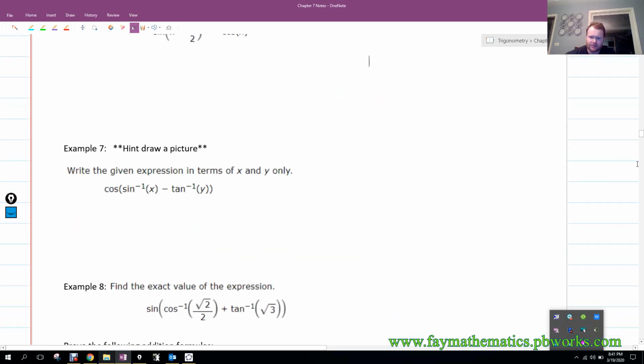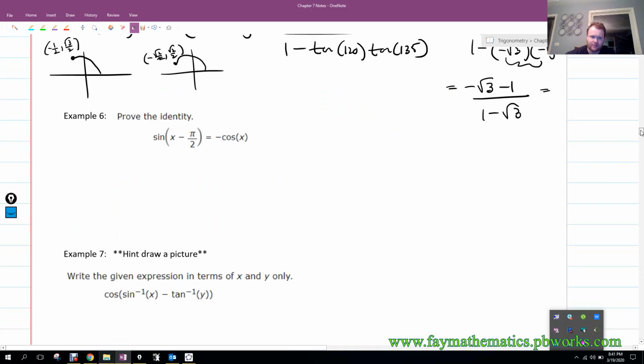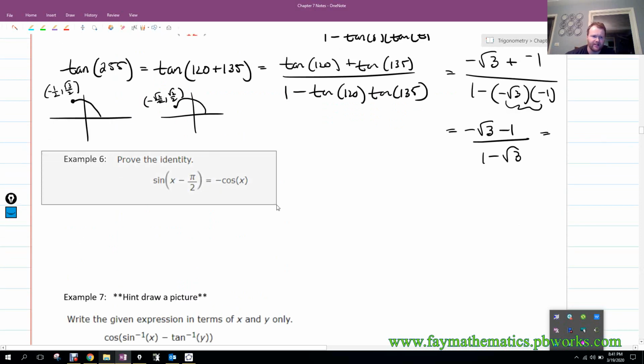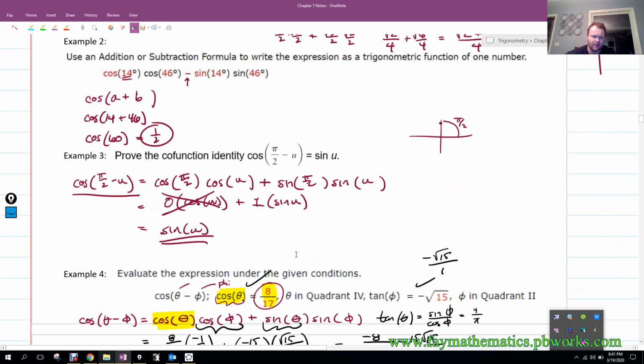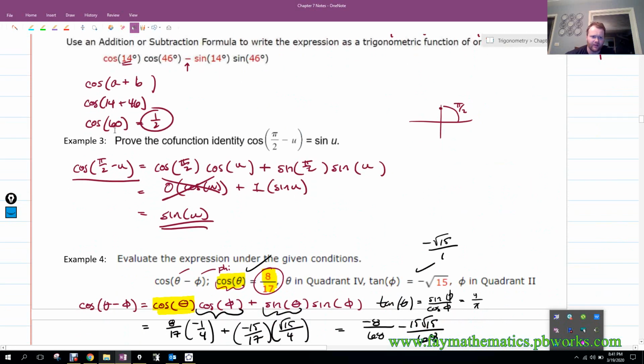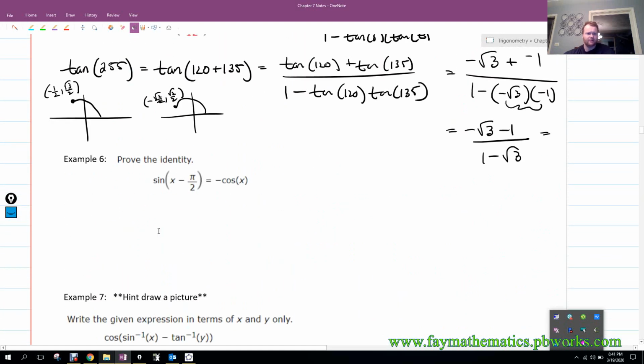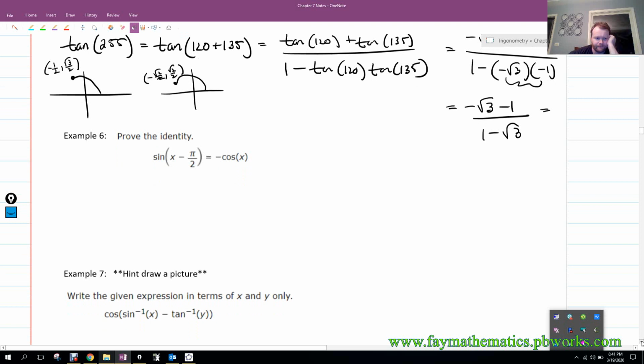I'll skip this proof of this identity. It is just like the one up here that we did, example number 3. It's just showing the sine relationship with cosine. Number 7.